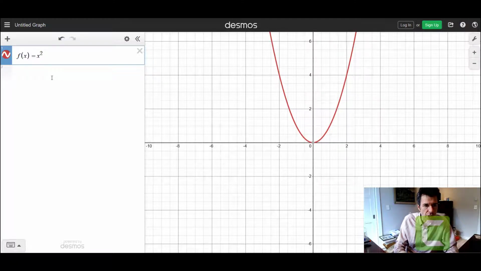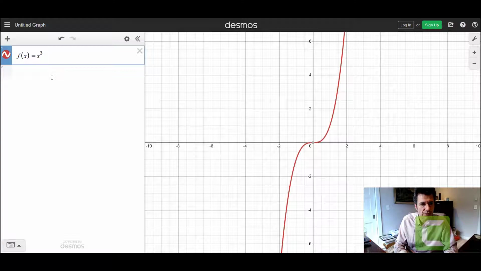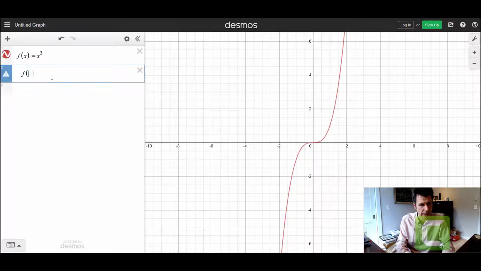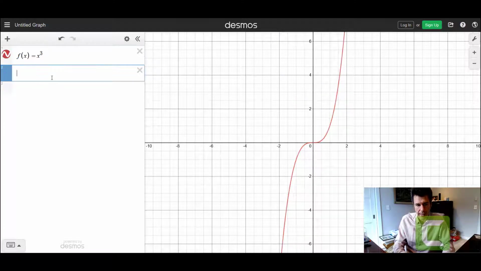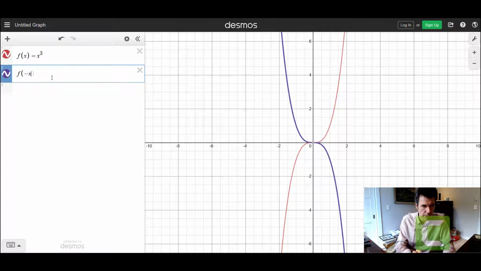I'm going to change the function, and we will look at reflections. So we can reflect a function across the x-axis, which makes everything that's positive negative and everything that's negative positive. So that would simply be negative f of x. And you can see the green curve is the original curve, the red, flipped, reflected across the x-axis. If I want to reflect across the y-axis, I simply plug in negative x. And this reflects across the y-axis, which of course for this function looks exactly the same.